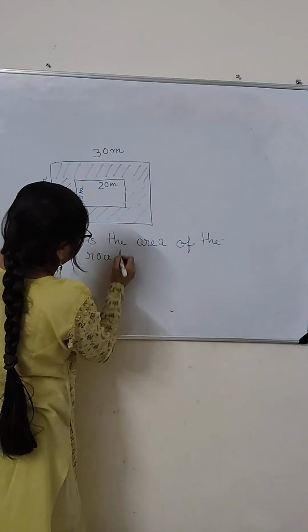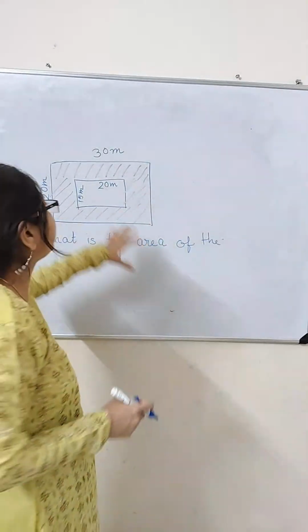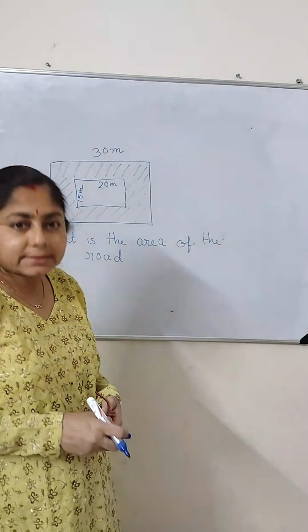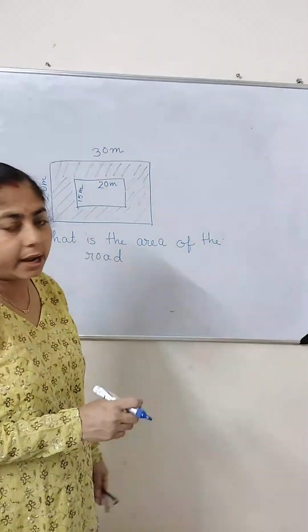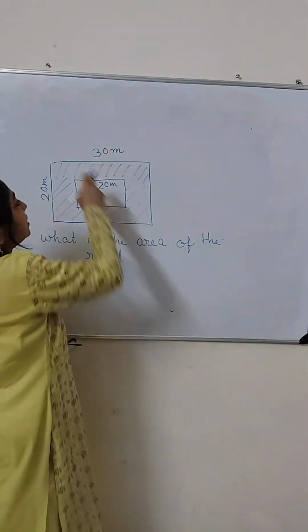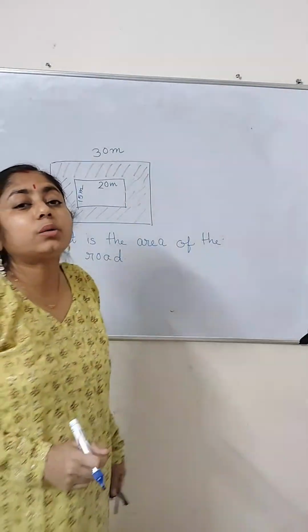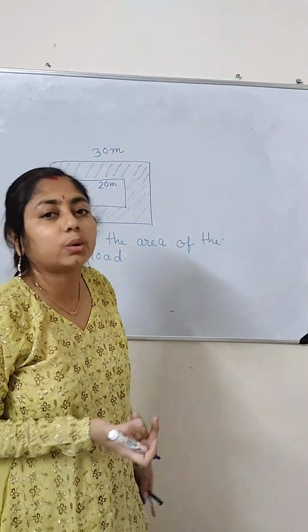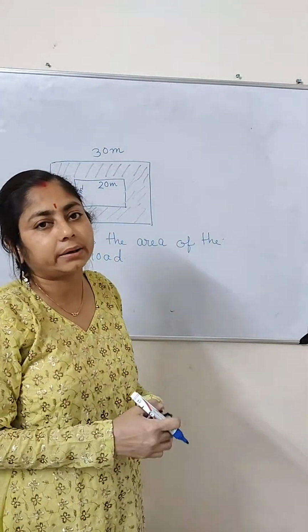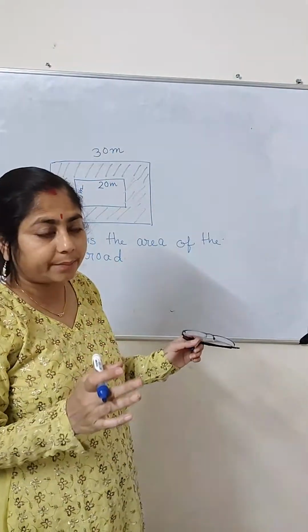Means what? See what the question is. There is a small rectangle, its value, you know, 20 meter and 15 meter. Outside this is a road, full width road. The size given to you is 30 and 20 meter. But what is our question? Our question is only to find out the road part. Only find out the area of the road part, not all the part.